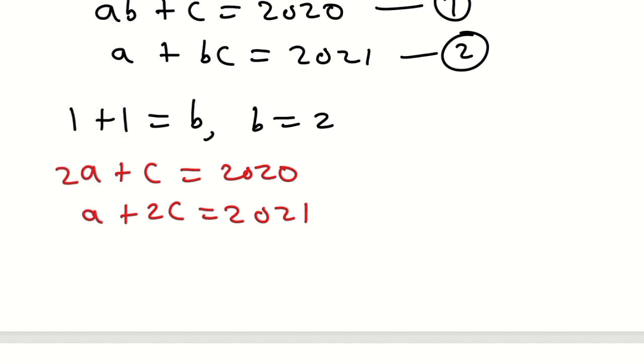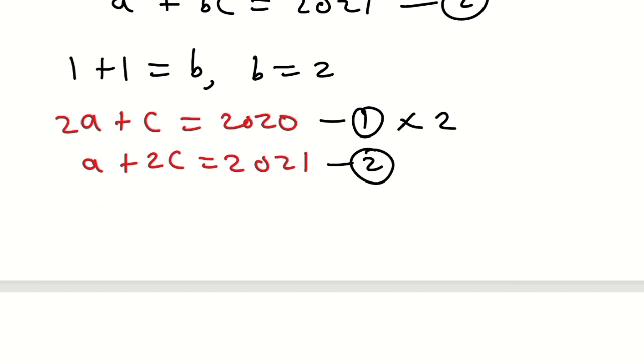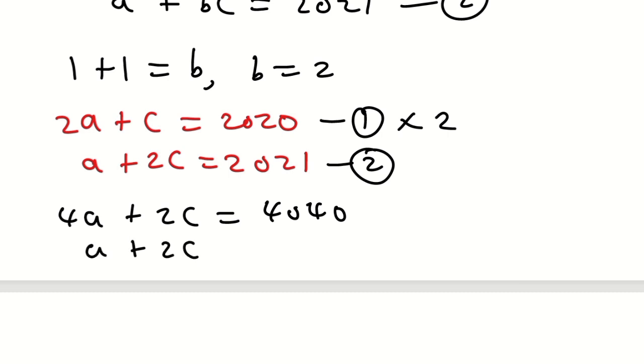So we can eliminate. If we want to get rid of this c here, I can multiply equation 1 by 2. Why do we leave equation 2 as it is? Because if you multiply equation 1 by 2, you have c becoming 2c, and you can easily just eliminate. So 2 times 2a, that's 4a. So 4a plus 2c is equal to 2 times 2020, which is 4040. And then this is a plus 2c, that's equation 2 now, 2021. So we are going to subtract. Let's call this equation 3 and call this equation 4.